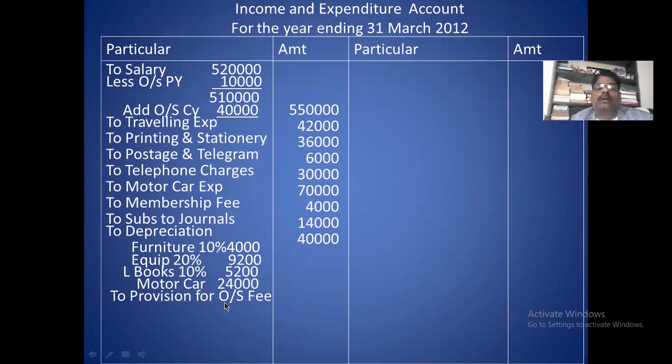Thereafter you take provision for outstanding fee. Outstanding fee means current year outstanding. Current year total outstanding is 1,60,000. You take it. Okay, thereafter on the credit side you take the incomes.